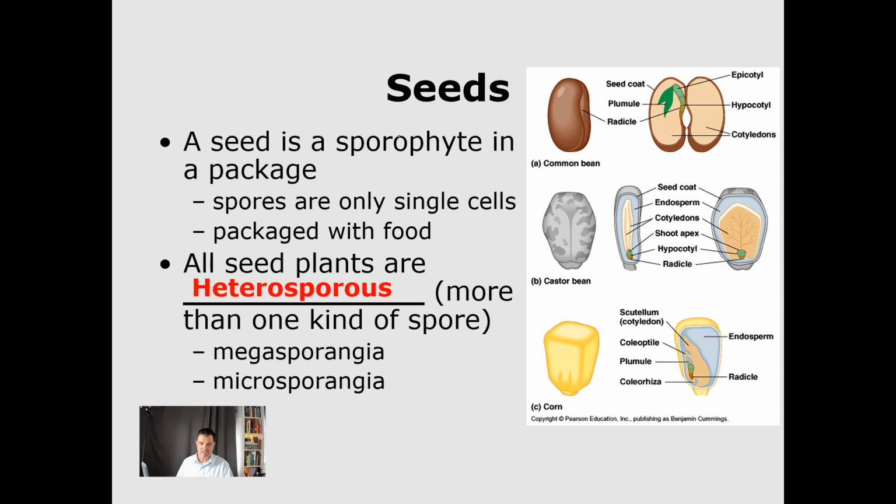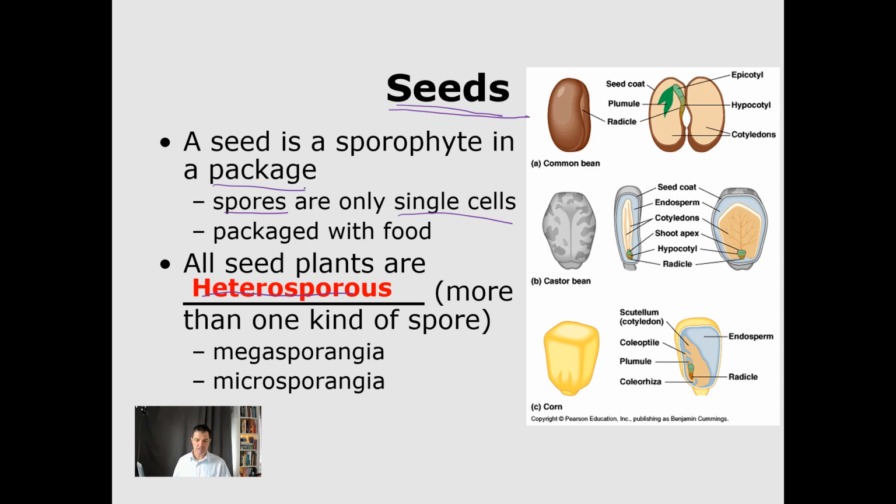When we talk about seeds, everybody knows, or thinks they do at least, what a seed is. A seed is something that comes out of a plant, and a seed is really a sporophyte that's in a package. When we talk about spores, those are only single cells. What a seed plant is going to do is have that spore, the single cell that'll grow into a new plant, but it's going to be packaged with other things, with food that will help the plant grow.